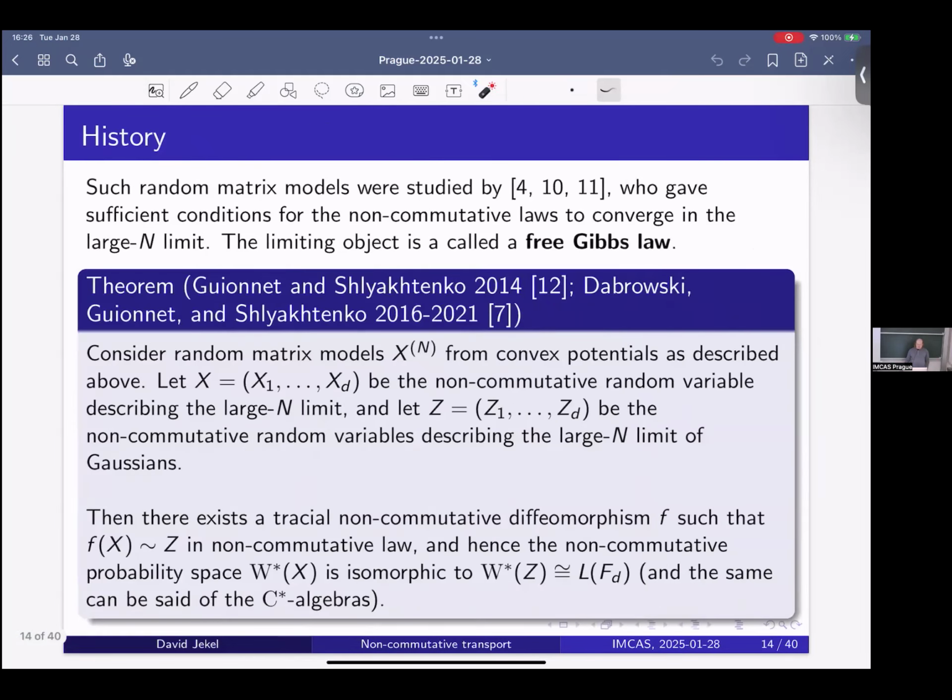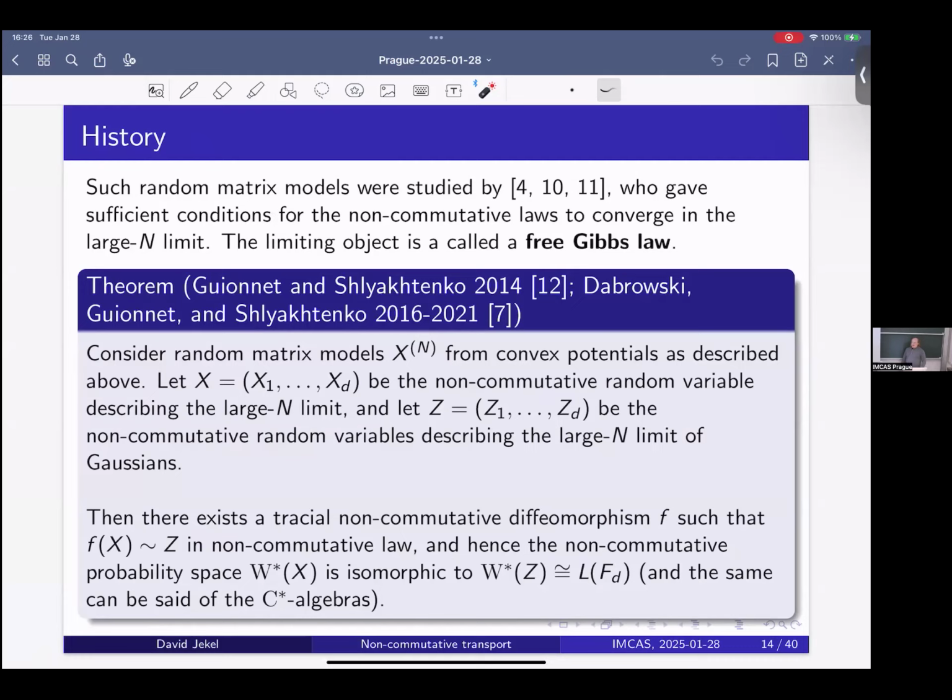Now if you have this setup, and V satisfies these convexity assumptions, then there will be a limiting law as n goes to infinity. The non-commutative law of X1 through Xd will converge almost surely to some limit. There are also ways to describe and construct this limit using the Dyson-Schwinger equations, which are basically the free version of integration by parts, and there are various ways to write formulas for this.